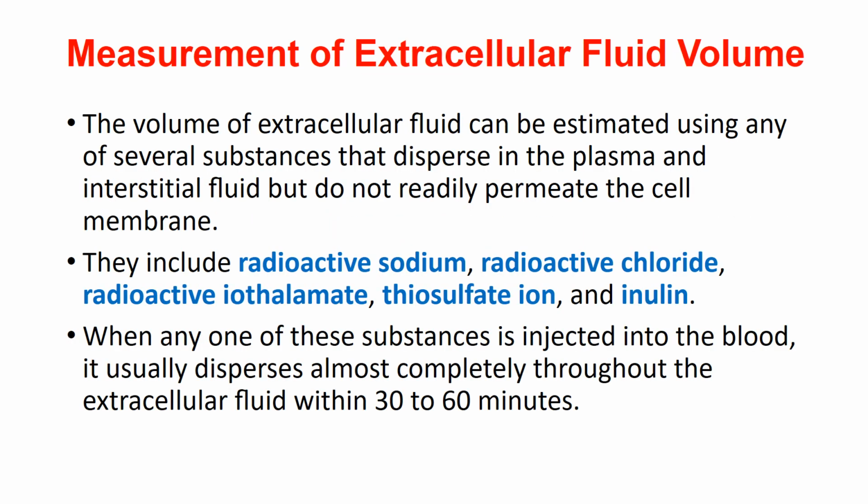Measurement of extracellular fluid volume. The volume of extracellular fluid can be estimated using any of several substances that disperse in the plasma and interstitial fluid but do not readily permeate the cell membrane. They include radioactive sodium, radioactive chloride, radioactive iothalamate, thiosulfate ion, and inulin. When any one of these substances is injected into the blood, it usually disperses almost completely throughout the extracellular fluid within 30 to 60 minutes.